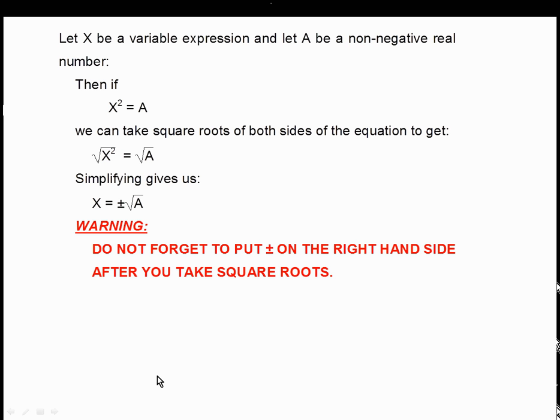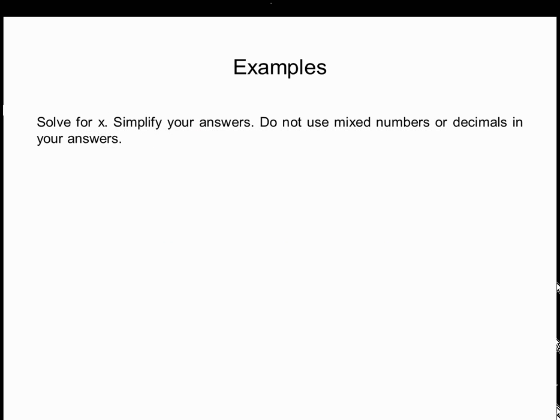Now, in my math lab, there is no way to write plus or minus. You actually have to write down two answers, the positive square root, comma, negative square root. Let's try some examples. Solve for x. Simplify your answers. Do not use mixed numbers, no linear answers. So, again, the usual directions.